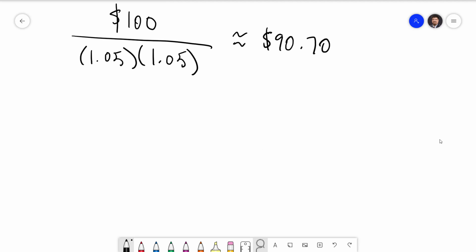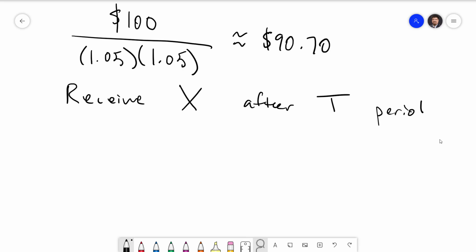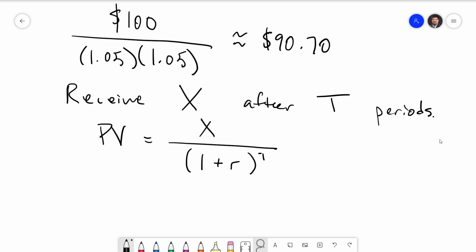Just like the future value, we can generalize this to a formula for calculating the present value. Suppose that we will receive the amount of money X after T periods. The present value is going to be X divided by 1 plus R to the T. The greater the interest rate and the greater the amount of time, the lower the present value, because both of those things mean we are losing out on more interest.